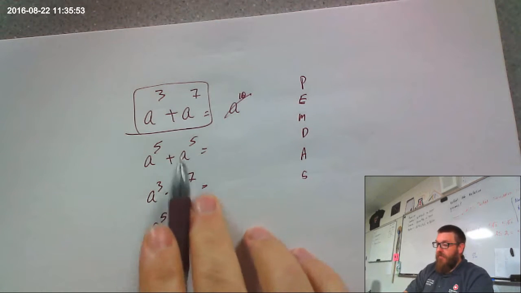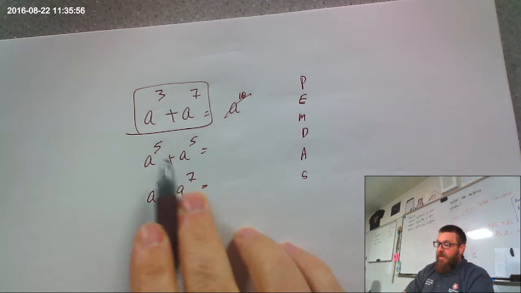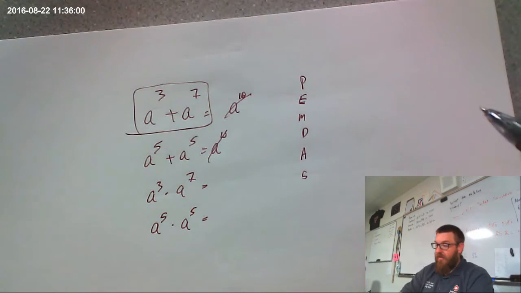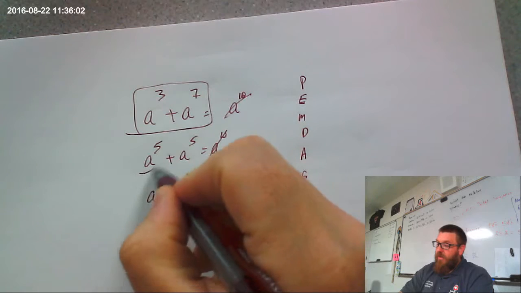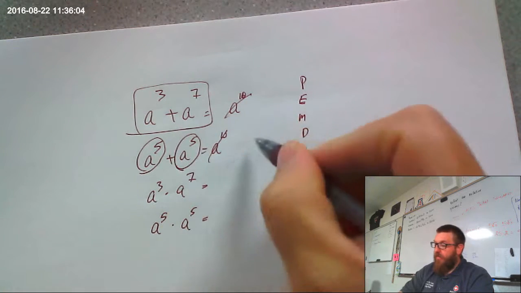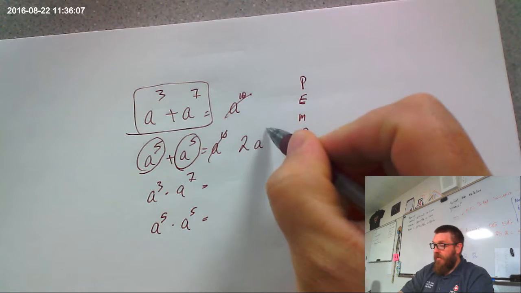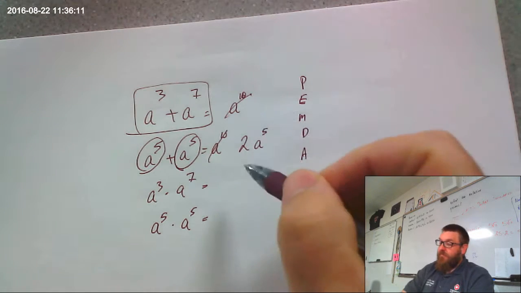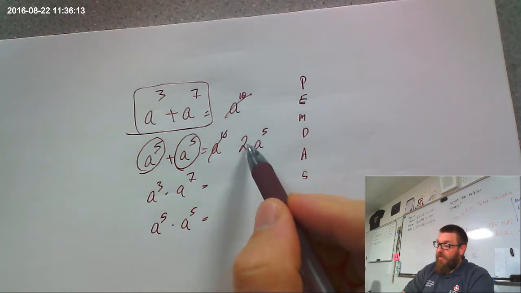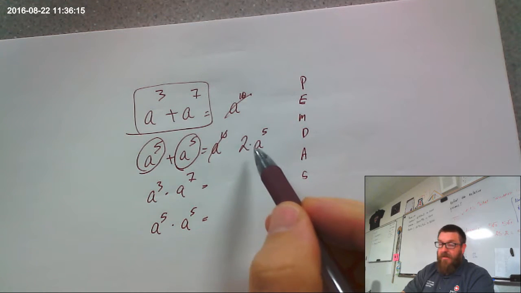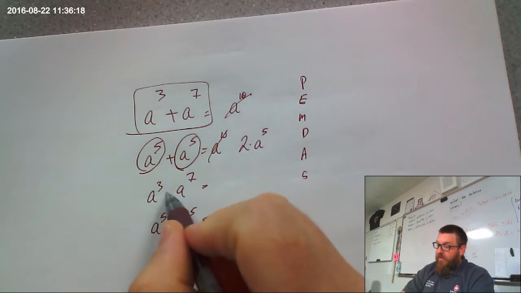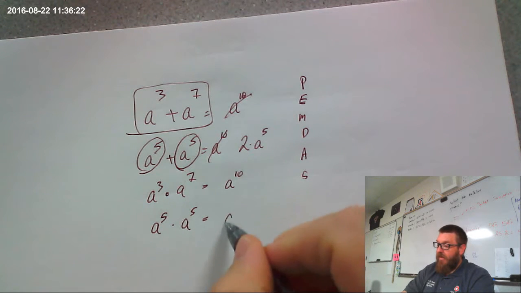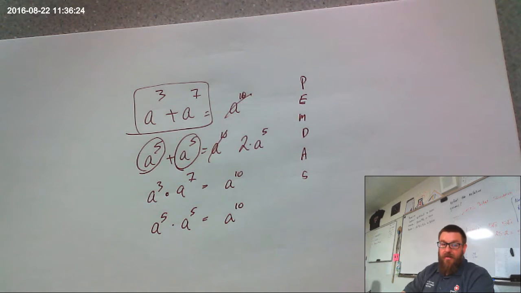Now this one gets confusing to people. A lot of people, most common answer would be a to the 10th again. It's also wrong. It turns out there's one a to the 5th and another a to the 5th. That's 2 of them. 2a to the 5th. That's what that would be. Remember, this 2, multiplication is repeated addition. Alright, now this one, that one is a to the 10th. There's 3 here, 7 there, and same here, 5 and 5.